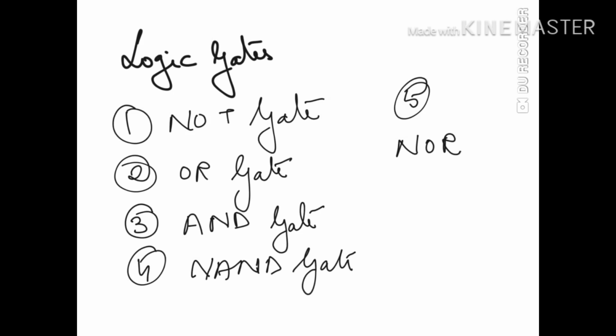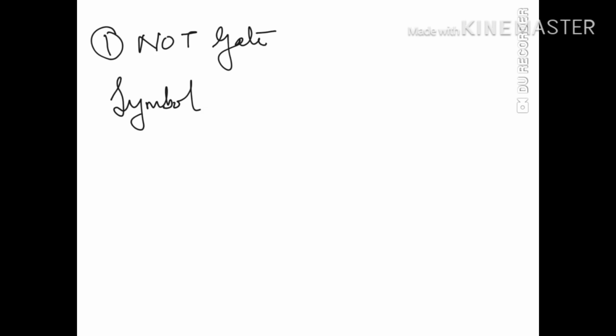Now, every logic gate is represented by a symbol and its function by a truth table. Now, what is a truth table? A truth table helps us understand the behavior of logic gates. Now, let's proceed one by one on this. So, let's take the first one, the NOT gate.